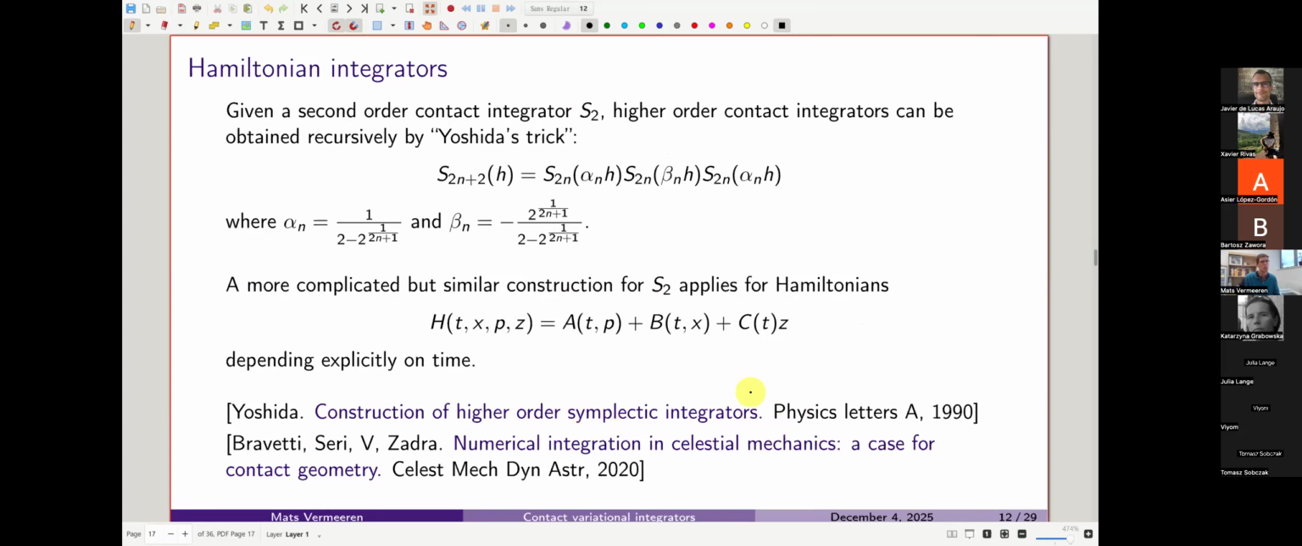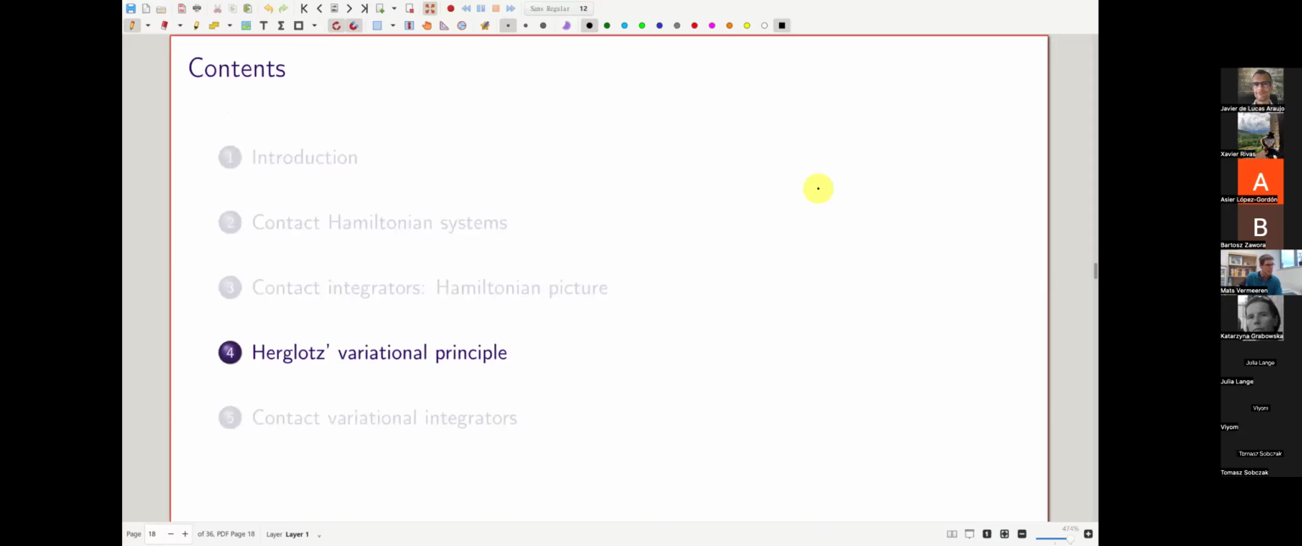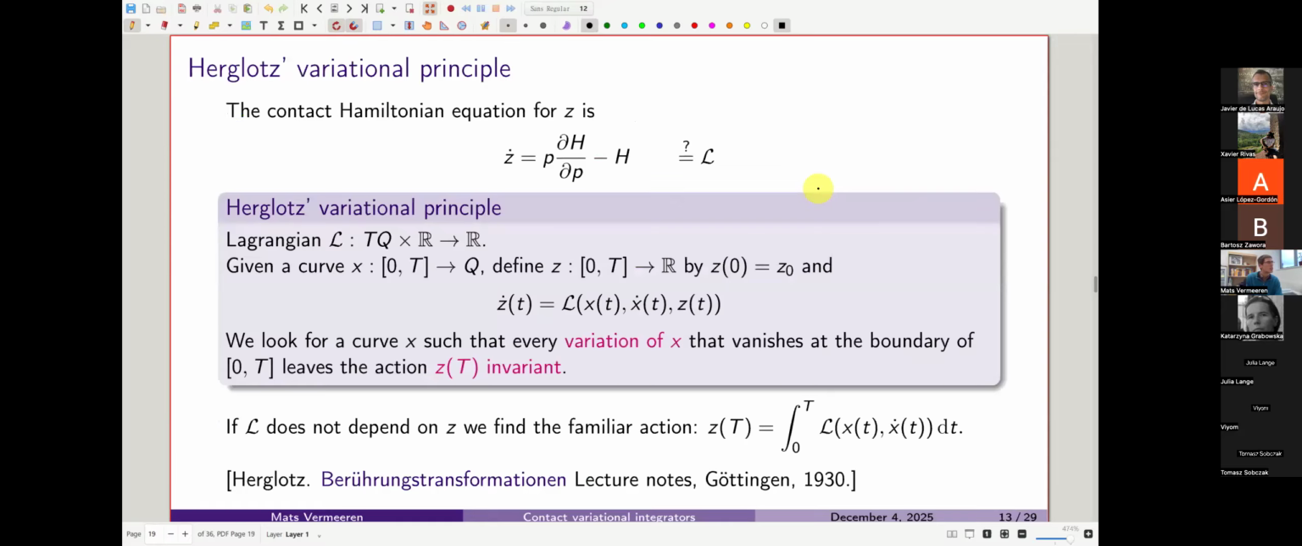And there is an explicit formula: if you have an integrator of some order 2n, then you can compose 3 steps of it to get an integrator of order 2n plus 2. So with this splitting approach, you can get contact Hamiltonian operators for the separable Hamiltonians to any order you would like. But that's not what we did in that first paper, and that's not really what I want to talk about today mainly. The other approach is that of variational integrators.